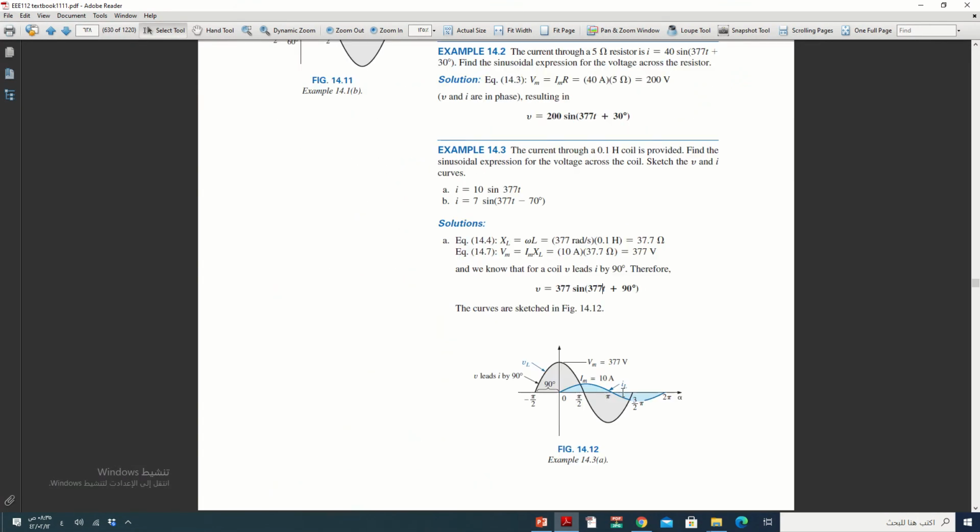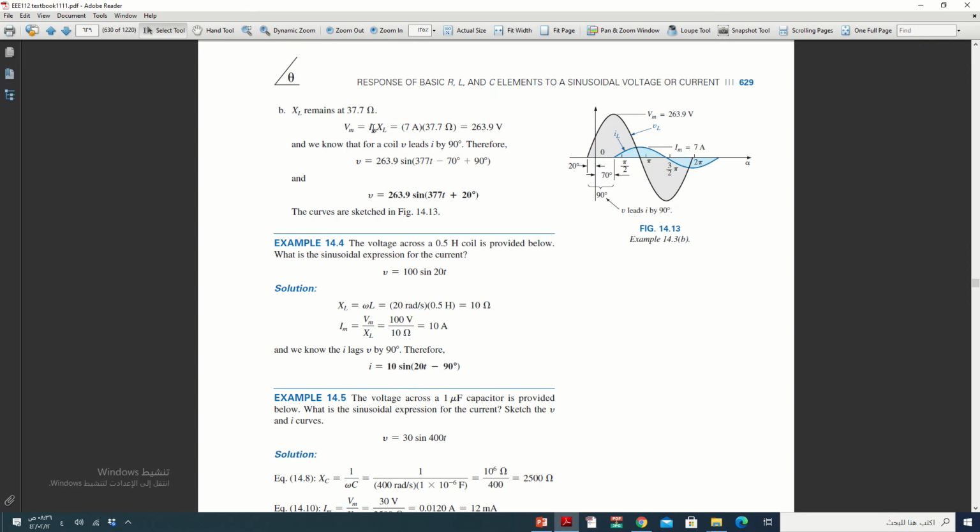For part B, we have 7 sine of 377 t minus 70, and we will add 90 to this angle. Minus 70 plus 90 becomes plus 20. And 7 is the peak for the current, sorry. We have XL, so we multiply XL by the 7 and you will get the peak for the voltage. See here, Im times XL, 7 times 37.7 becomes 263.